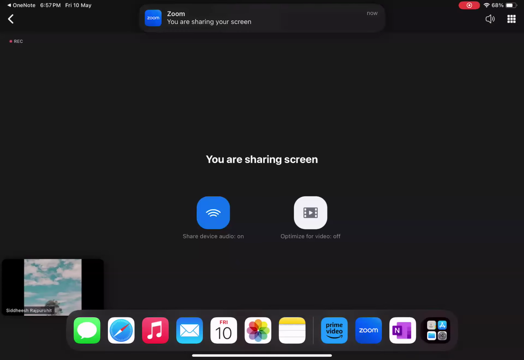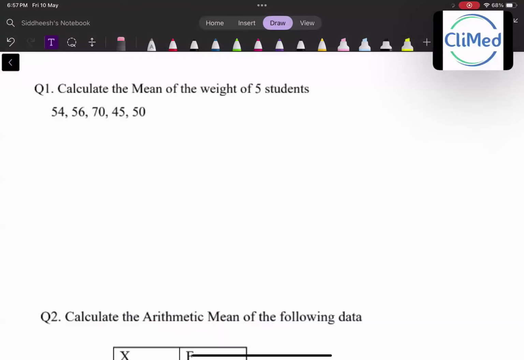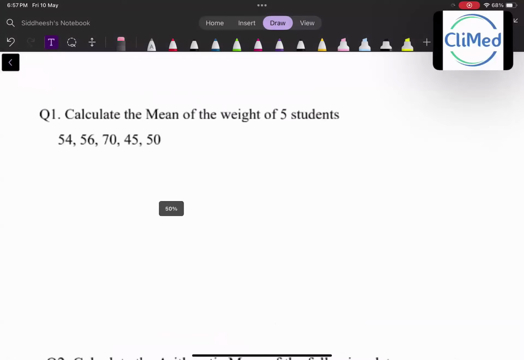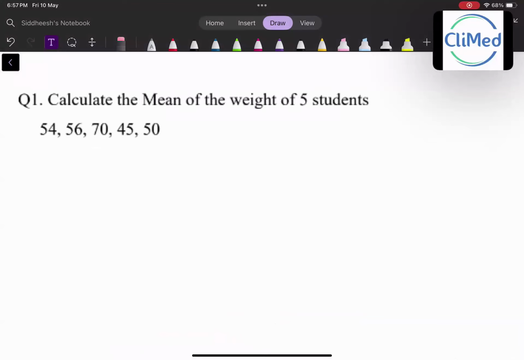Yes, you are audible, sir. Okay. So let me know if you can see my screen once. Yes, sir, it is visible. Okay. So am I audible, like properly audible? Like my voice is clear to everyone? Yes or no?